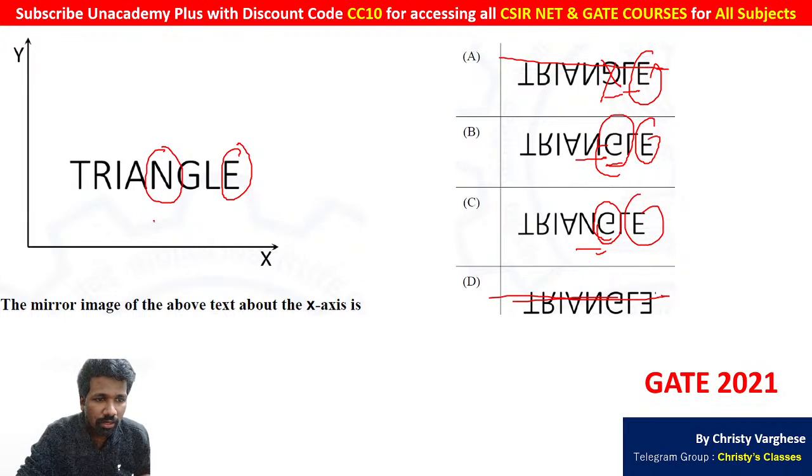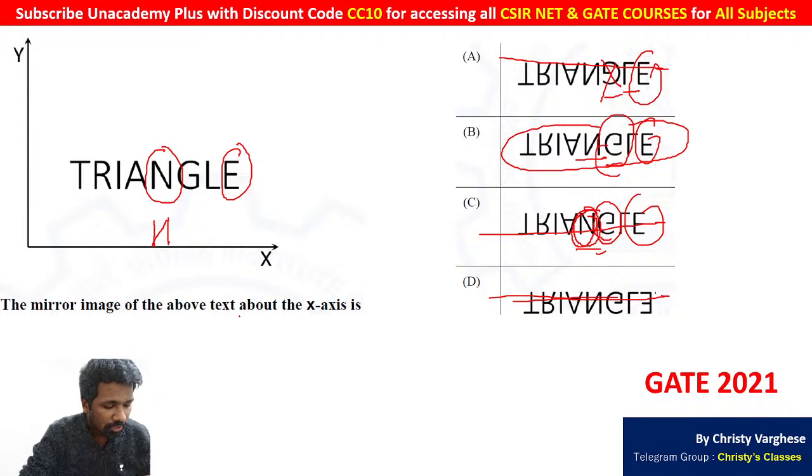So how should N look like? In the mirror image, it will be rotated and it will look something like this. I hope that is also clear to all of you. So which option says so? Option B says so. So option B is the correct answer, because here the mirror image of N is not correct in option C. That itself eliminates option C. So option B is the correct answer. I hope that is clear to all of you why option B is the answer.